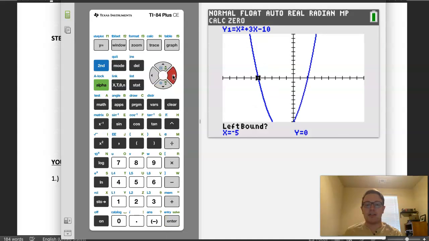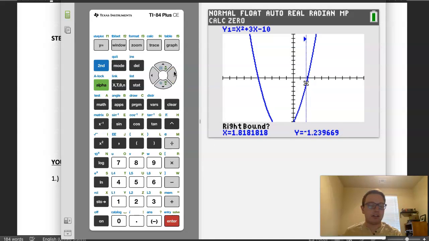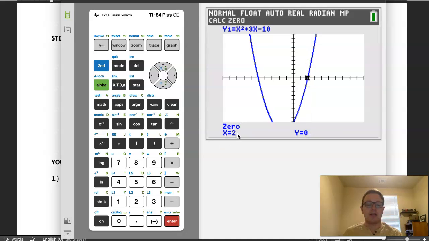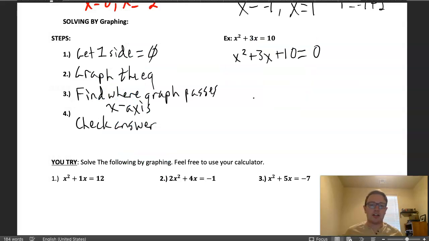It's going to ask us for a left bound. Let's get this close to the other one where we expect it. So we'll bring this close to where we think that 2 is. Then it'll ask us for a right bound. We're going to move all the way over to the right of where we expect that to be. And for a guess, we can just click enter again. It tells us our second 0 is 2. So what are our solutions? Our solutions are x is equal to 2 and x is equal to minus 5.